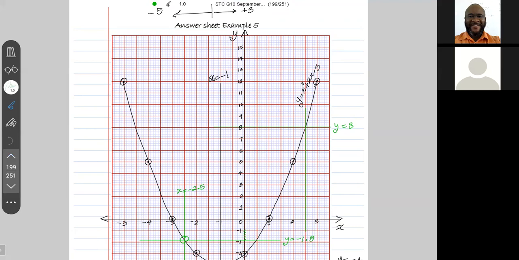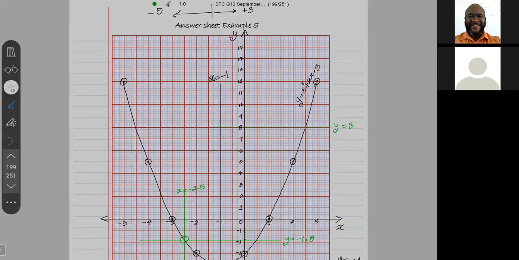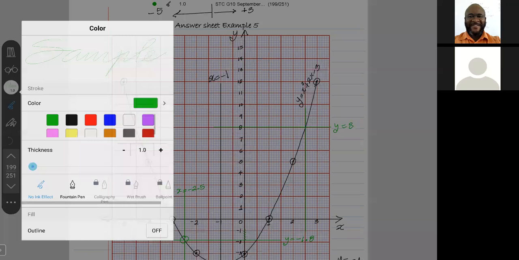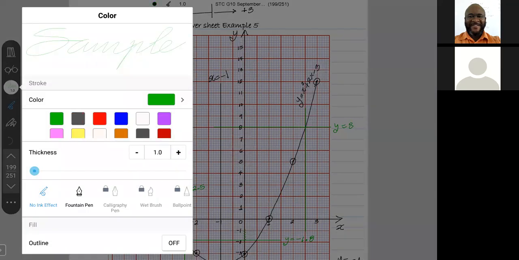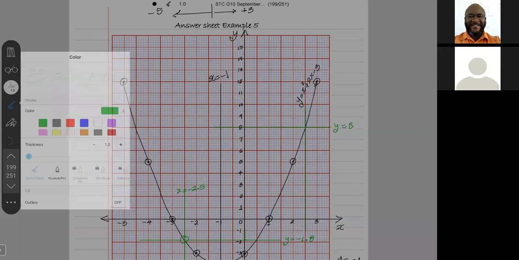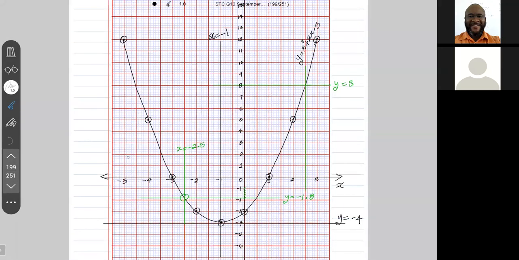Let's use a different color ink. I think I'm probably going to have to go back to black. Let's identify the points on the graph where y is 2. I'm going to draw the line y is equal to 2. That's that line there. Label it, y is equal to 2. It meets the graph here and here. Those are the 2 points on the graph where y is equal to 2.